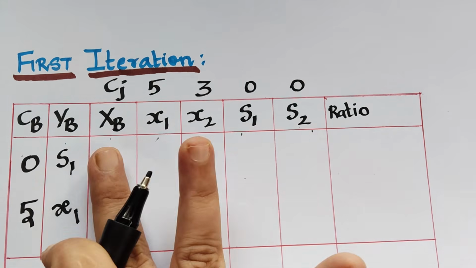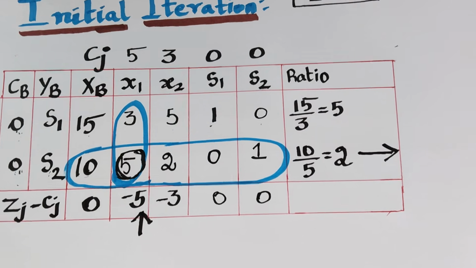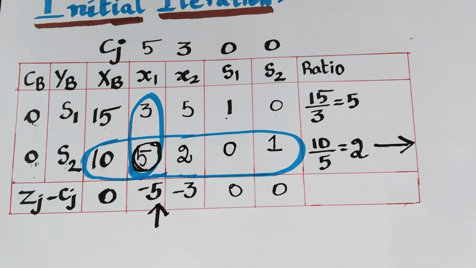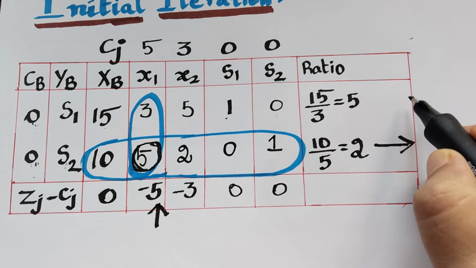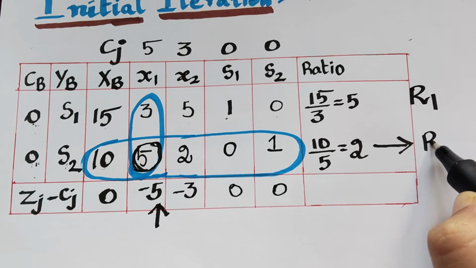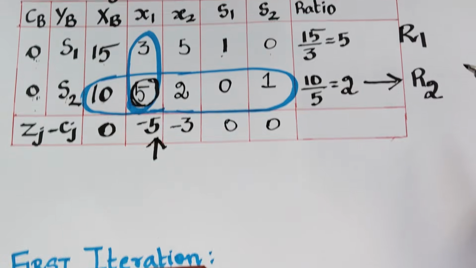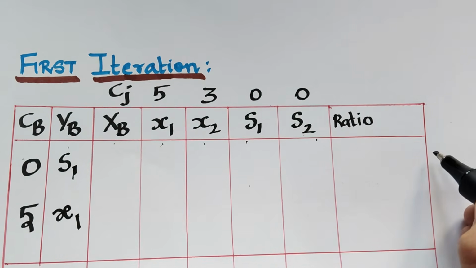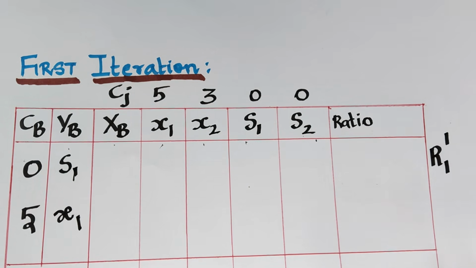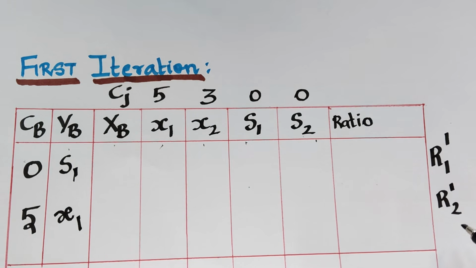Now how are we going to find these values is the question. There are various methods for finding it actually. The method that I am going to adopt is row operations. Now if you see, this row can be named as row 1 and this row can be named as row 2. So these are the old rows. And the new rows that we are going to find have to be named as row 1 dash and row 2 dash. So now these are the new rows that we are going to find.